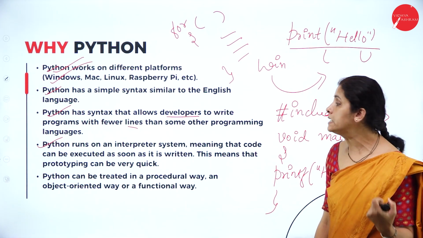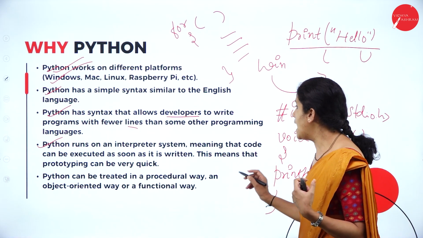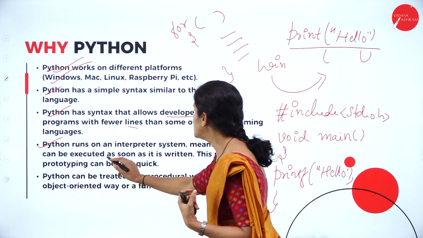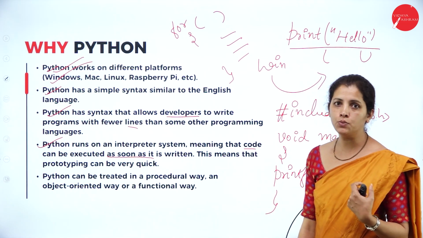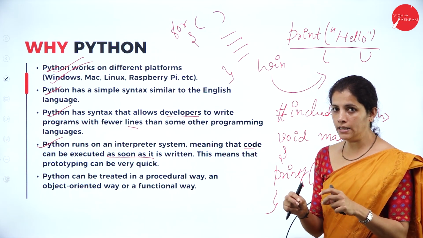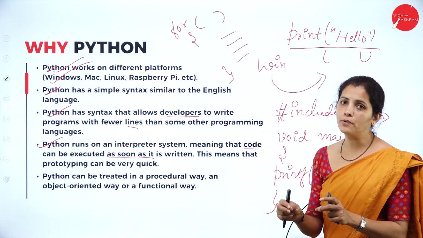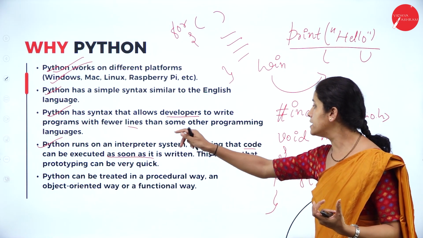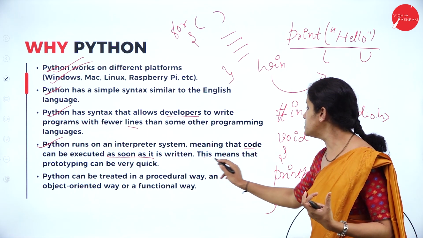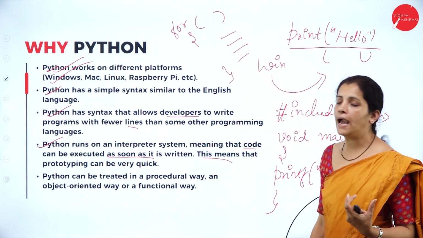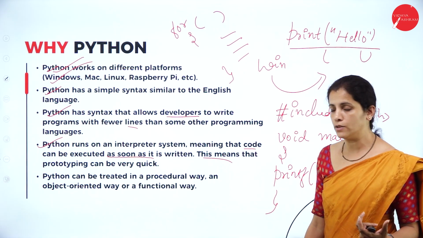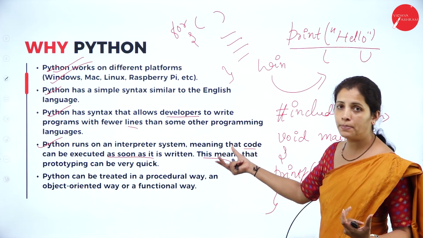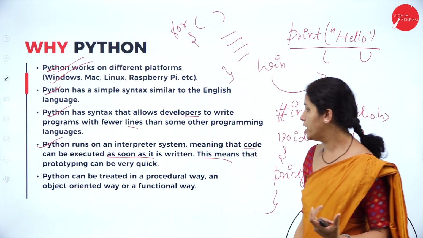So it is interpreted system, meaning that the code can be executed as soon as it is written. In the sense what? When I start writing the program and when I finish the program, at the same time I'm going to execute the program, and that is known as interpreted system. So this means that prototyping can be very quick. So execution of the program is very quick. So it is interpreted programming language.